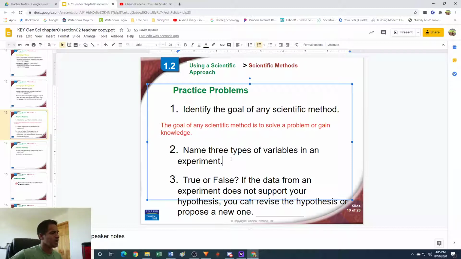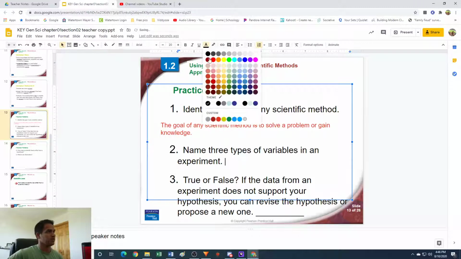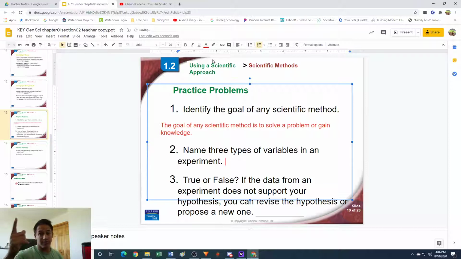All right. Number 2, name 3 types of variables in an experiment. All right, so we did talk about 3 types of variables in this section. These are directly from the notes, by the way. They were the manipulated variable. That's the variable that we change. There's the responding variable. That's the variable that we are measuring after we've changed something. Then there's the controlled variable. That's the variable that doesn't change throughout the entire experiment.